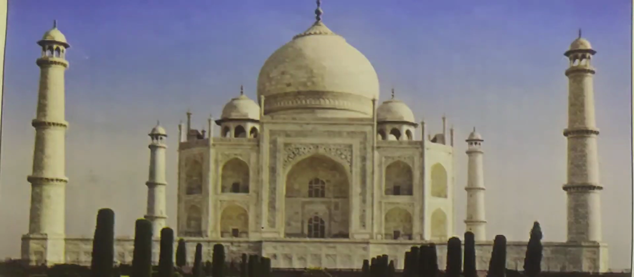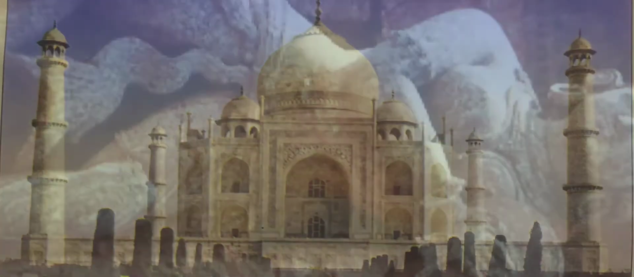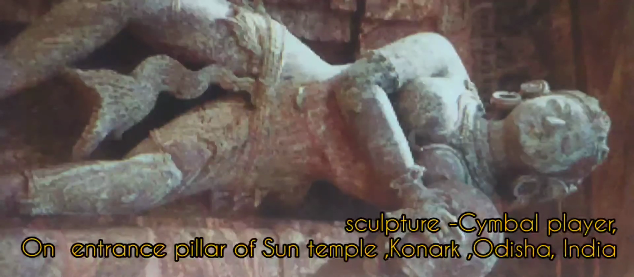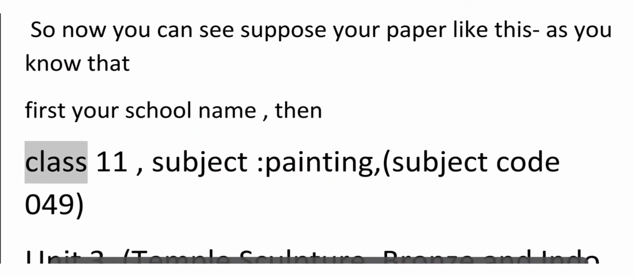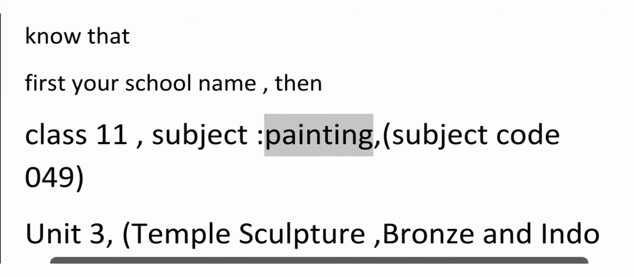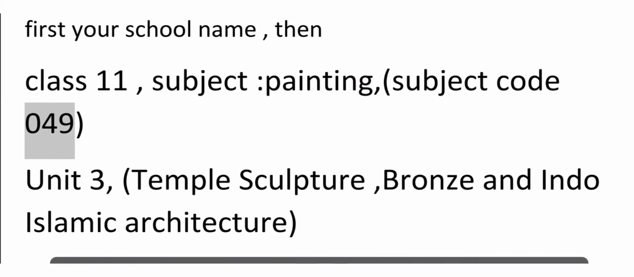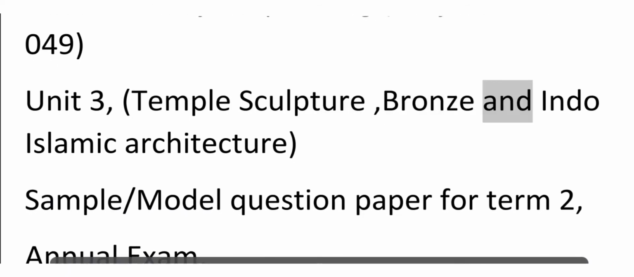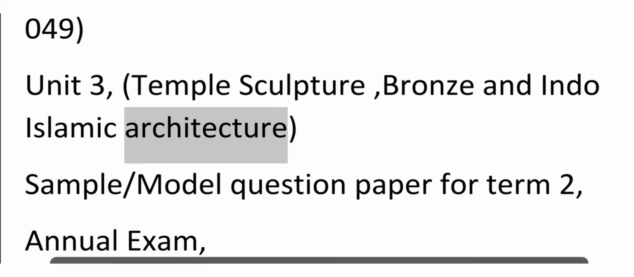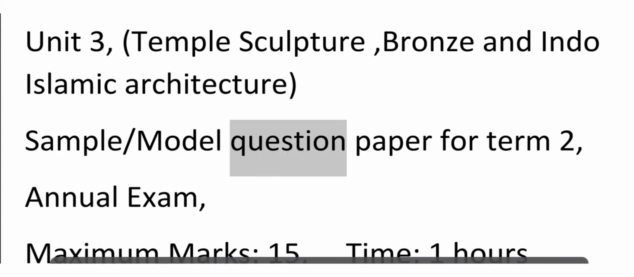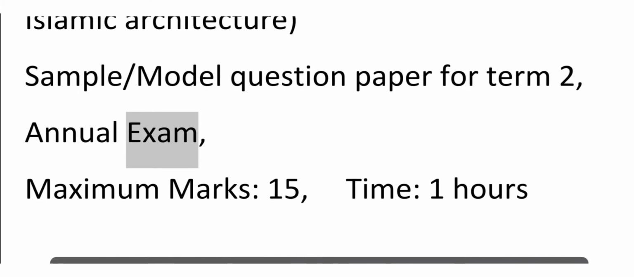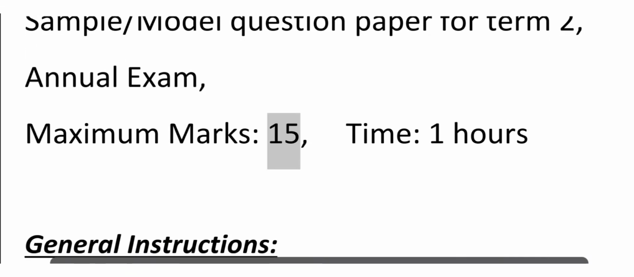Now you can see, suppose your paper looks like this, as you know. First your school name, then Class 11, Subject Painting, Subject Code 049. Unit 3, Temple Sculpture, Bronze and Indo-Islamic Architecture. Sample Model Question Paper for Term 2, Annual Exam. Maximum Marks 15, Time 1 hour.